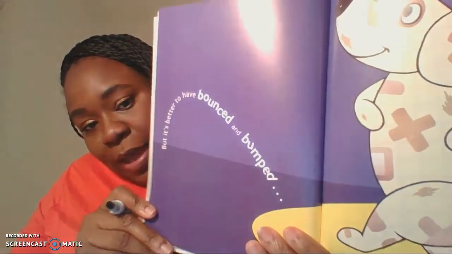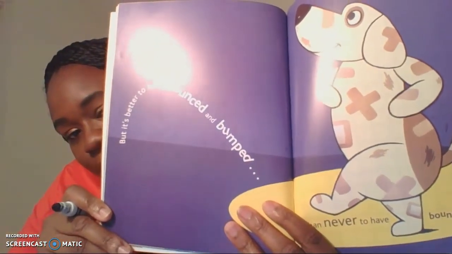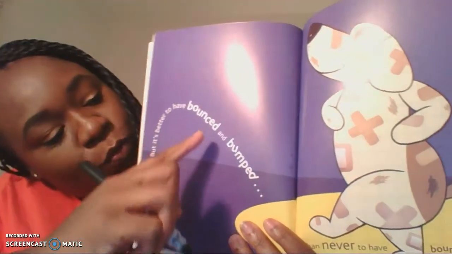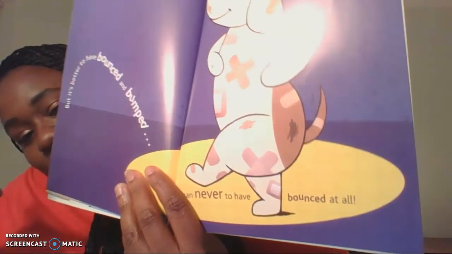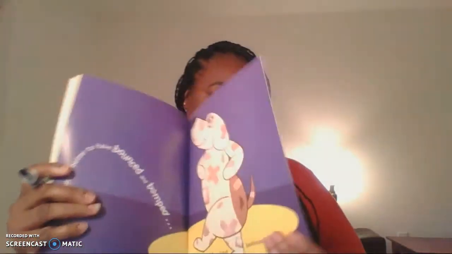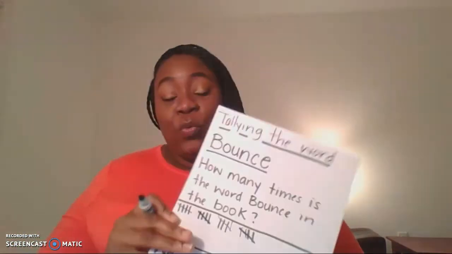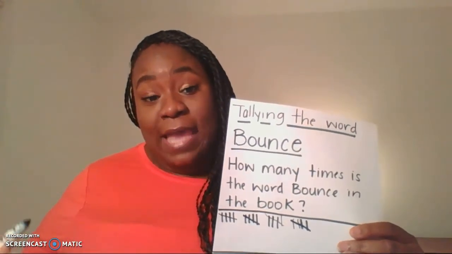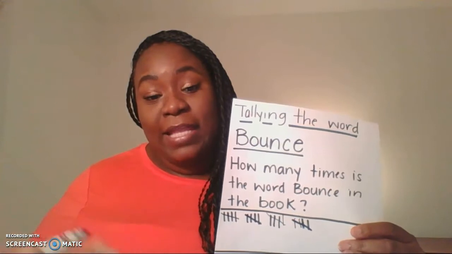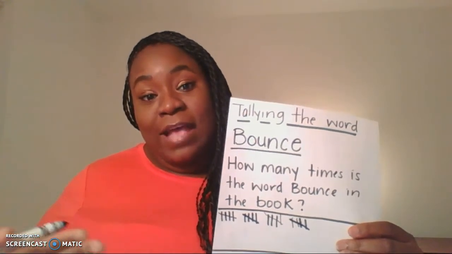Do we see the word bounce on this page? We see bounced with a D, but not bounce. And what about here? And we see bounce with the D again. And then that's the end. So let's count and see how many times. So we're going to count by fives because that's what tallying is all about. You tally up the numbers and then it's a faster way to count.